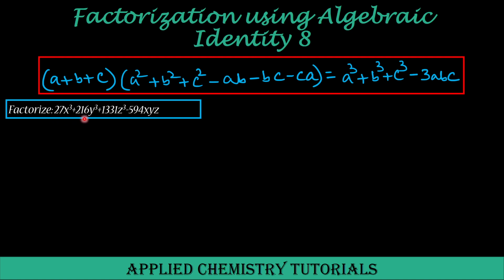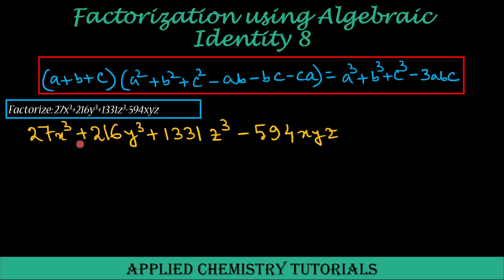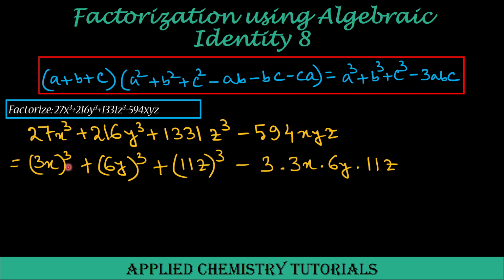Factorize 27x cube plus 216y cube plus 1331z cube minus 594xyz. So we are rewriting the problem statement here, and we can clearly see the similarities between this algebraic expression here with this one. Now we can rewrite this expression as (3x) whole cube, which equals 27x cube, plus (6y) whole cube, which equals 216y cube, plus (11z) whole cube, which equals 1331z cube.